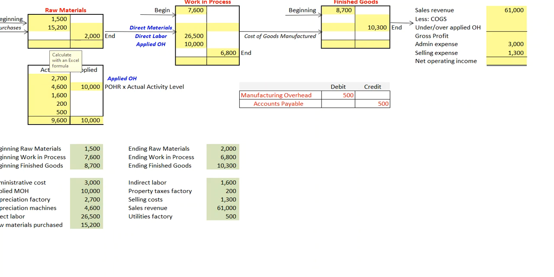Let's begin by taking a look at raw materials. We have a beginning balance of $1,500. We purchased $15,200, which gives us $16,700 available. We need to account for the full thing. So how do we account for the $16,700? If we had $2,000 in ending inventory, that means we had to have used $14,700. And of course, these are all direct materials, so they go directly into work in process.